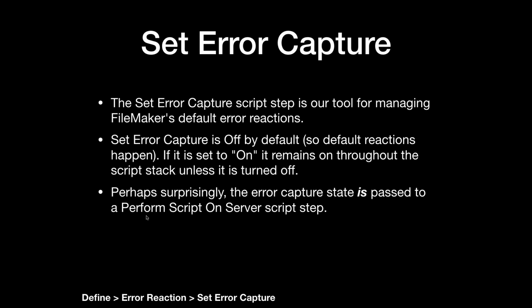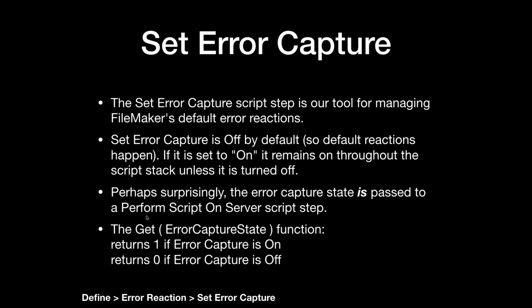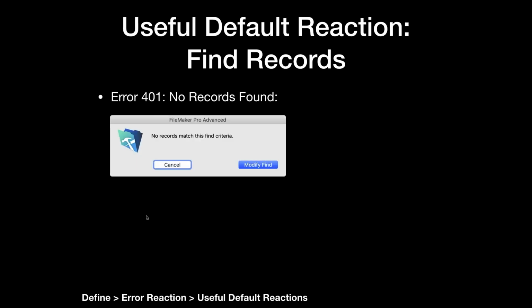The other thing I wanted to mention there is, surprisingly, that state is passed to Perform Script on Server. So if you perform a server script and error capture is on, when you get to the server, error capture will be on. So it's not like other situations where you have to rebuild your context from scratch. That little bit of context does get passed to the server. And if you ever need to know what the error capture state is, you can use the Get(ErrorCaptureState) function. 1 is on, 0 is off. So usually you will want to just put error capture on most of the time if you're doing it yourself, right?